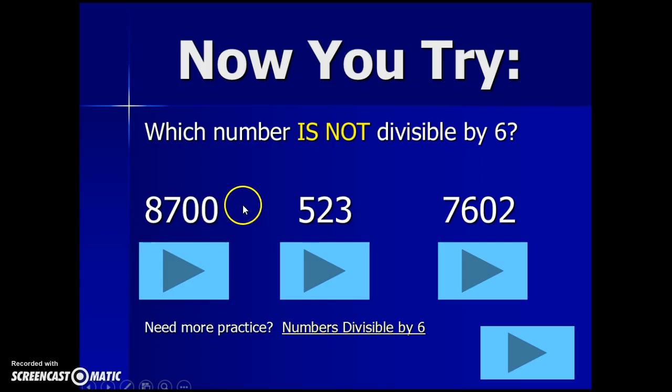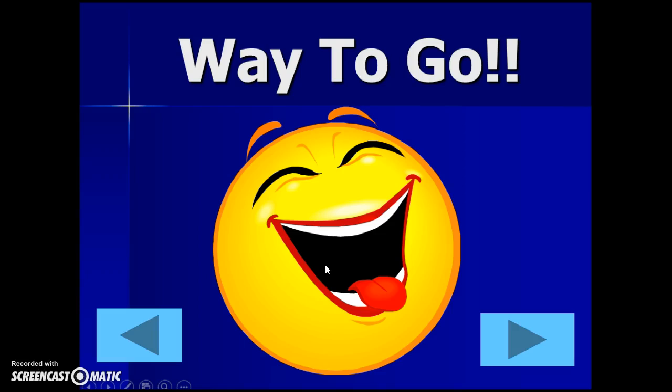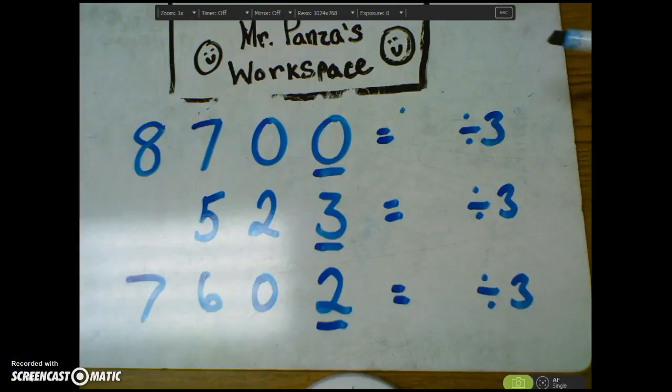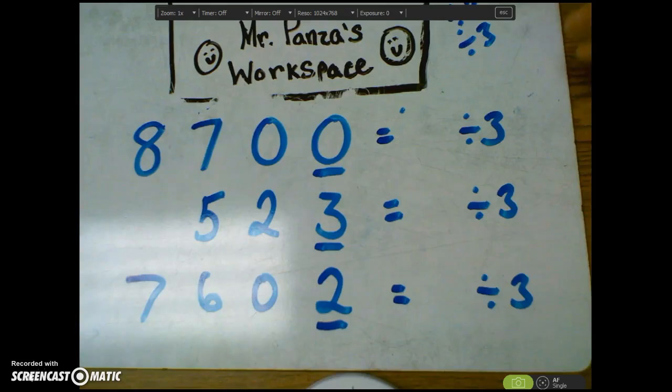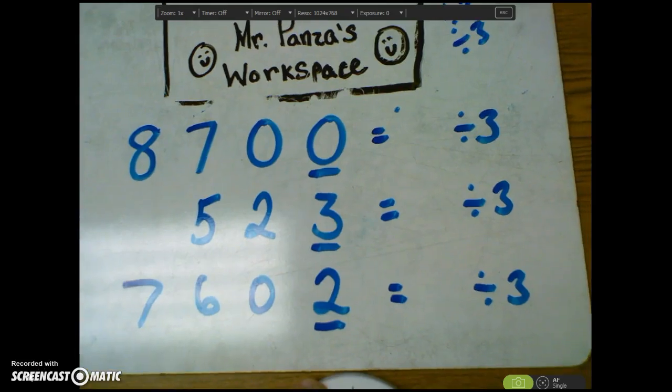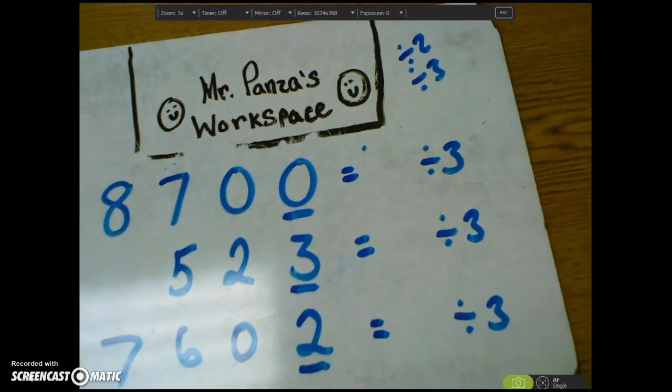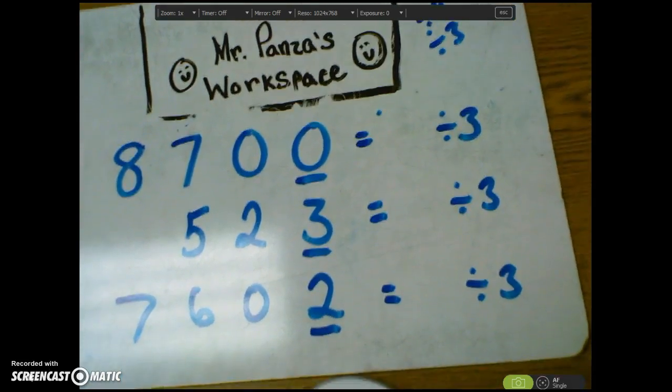After checking, I can conclude that the answer is 523. Let's check. That's absolutely correct. So now I'm going to show you why. Keep in mind that we are looking for the number that does not comply with the divisibility rule for 6, which means we're looking for a number that is divisible by not just 2, but also divisible by 3. I know that kind of got cut off there, so I just wrote that they need to be divisible by 2 and divisible by 3.